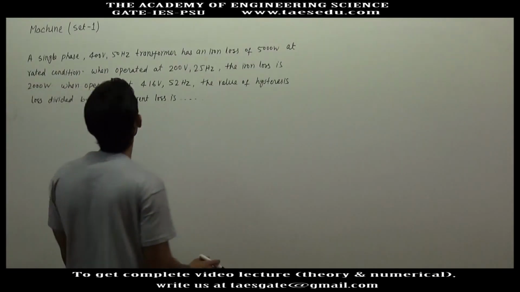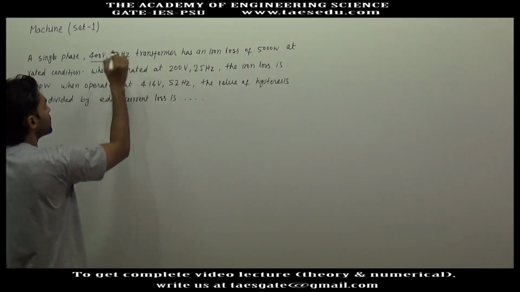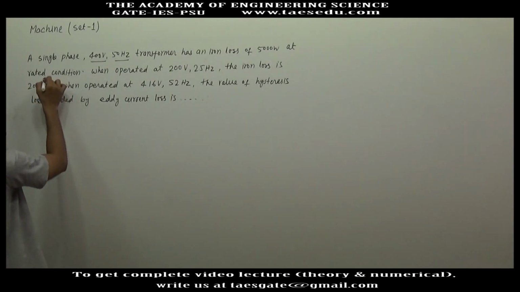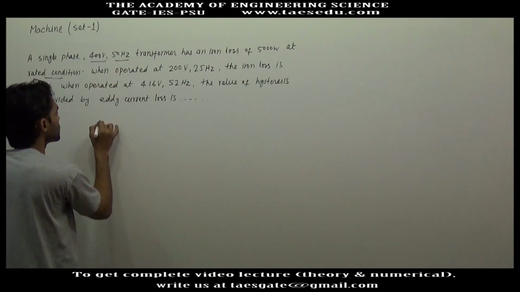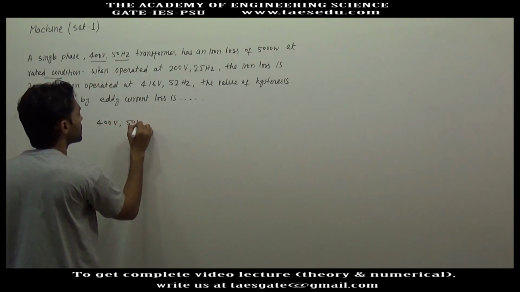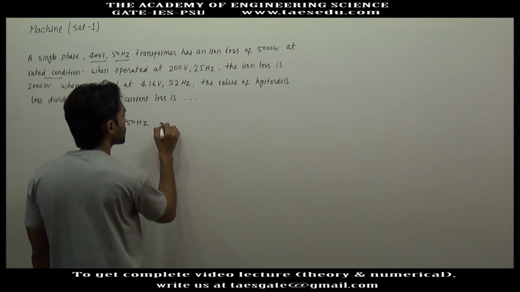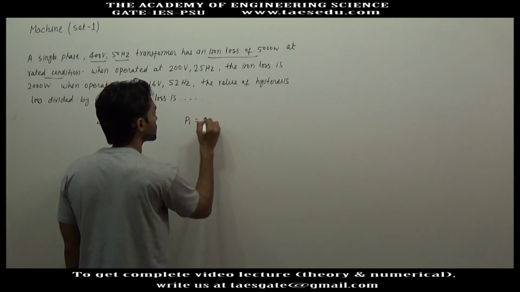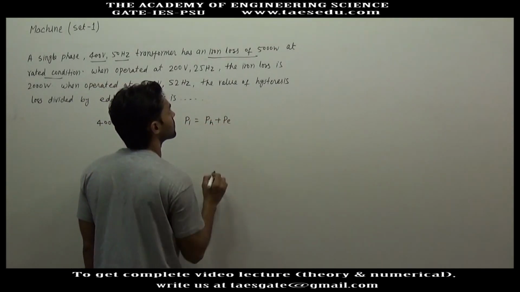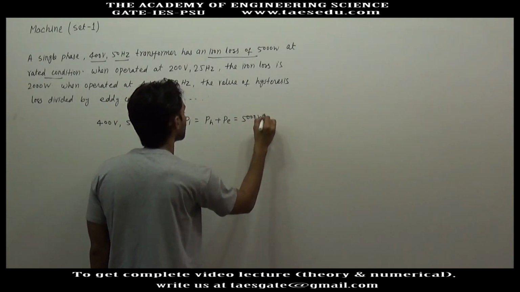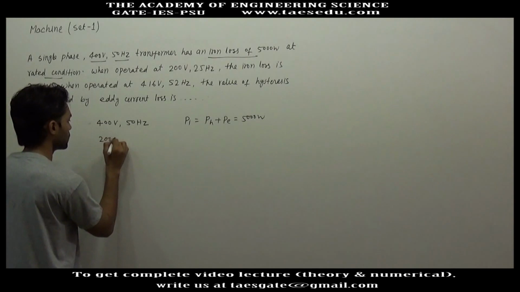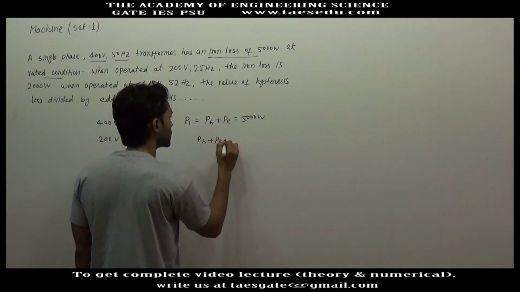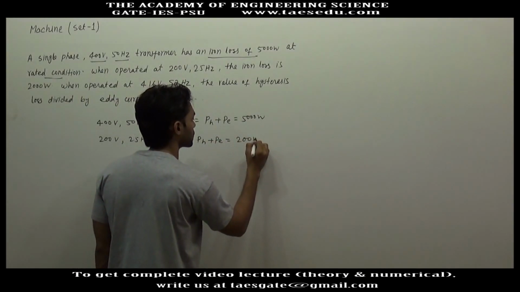In a transformer, this is a 400 volt 50 hertz transformer, has an iron loss of 5000 watt at rated condition. Rated condition means the voltage is 400 volt. This is the meaning of rated condition. So in this condition, the iron loss is nothing but summation of hysteresis loss and eddy current loss. This is 5000 watt at 200 volt and 25 hertz. Hysteresis loss plus eddy current loss is equal to 2000 watt.